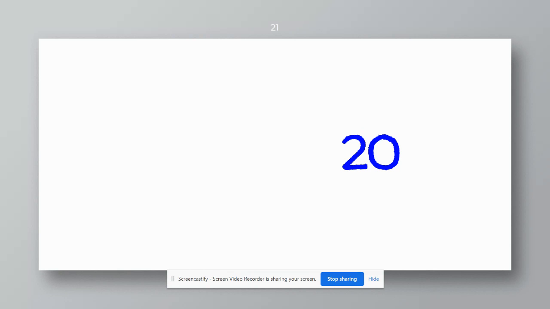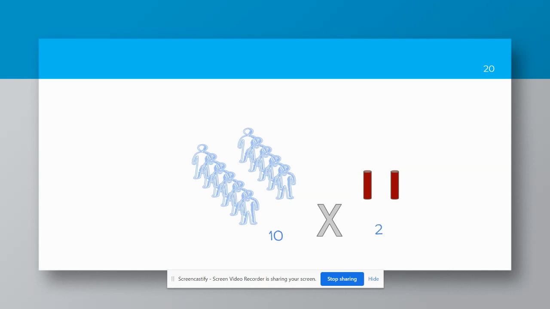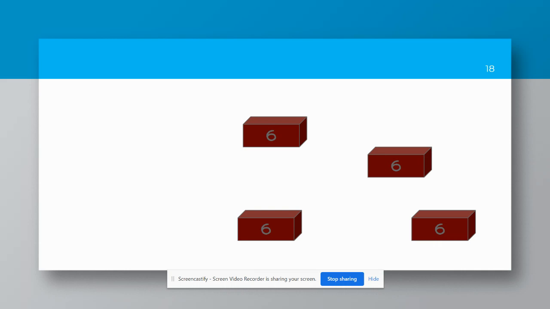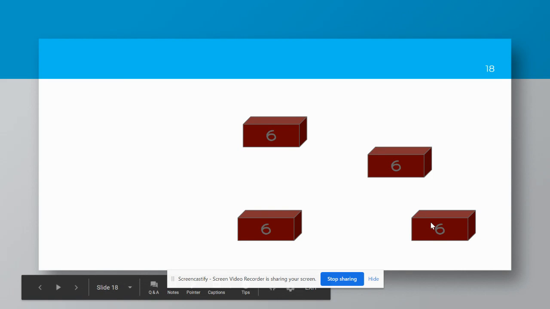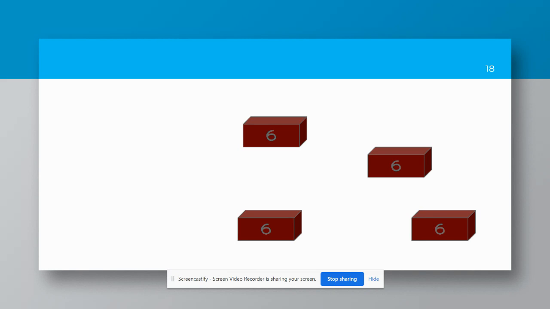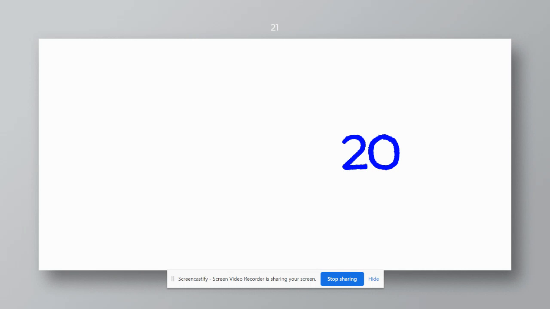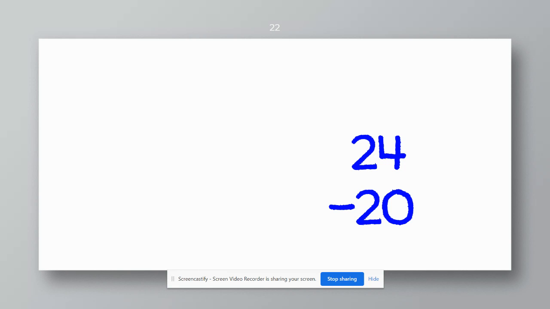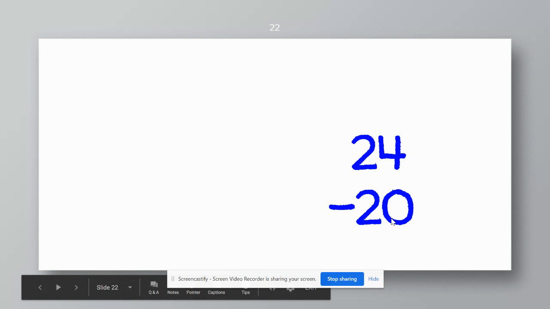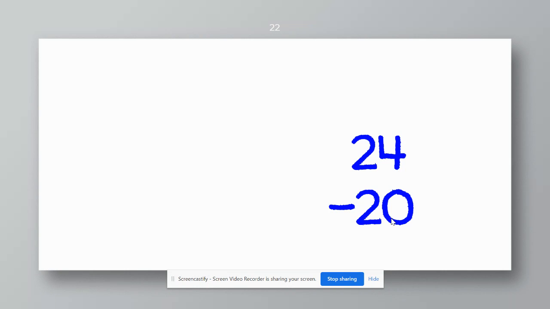And if Miss Katie brought 4 packages of 6, how many sodas are there in total? How many sodas are there in total? 24. That's right. So what do I need to do now? I need to subtract: the 24 that she brought minus the 20 that they drank. And I'm going to have 4. That's amazing. Good job.